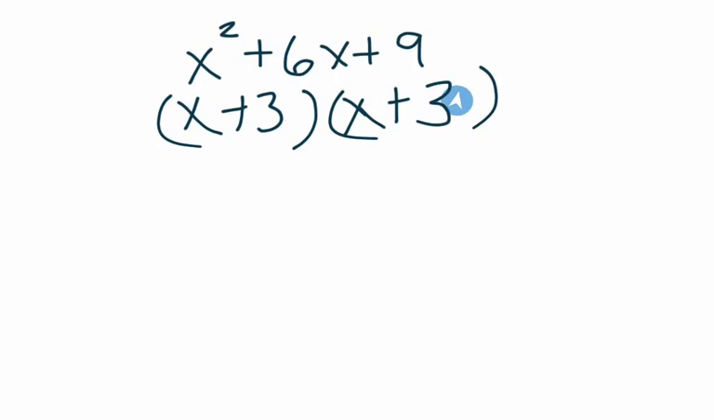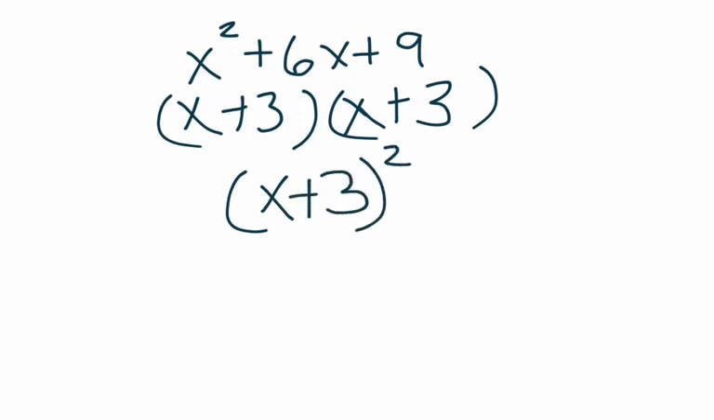Now, if you go back and you FOIL this or distribute, you get x squared plus 3x plus 3x plus 9. And 3x plus 3x is 6x. Remember that if you multiply something by itself, that's the same as squaring.